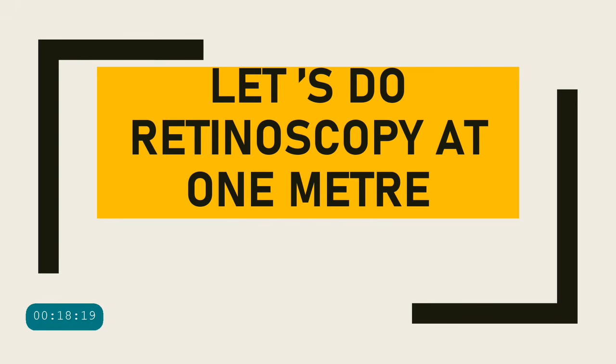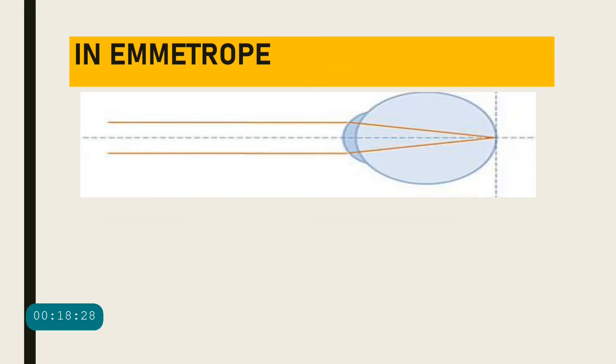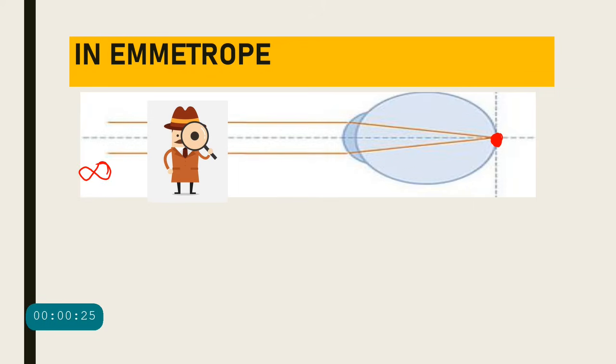Now let us try to do retinoscopy at 1 meter. I have taken 1 meter because this is already given in most of your textbooks, and it is very difficult for most students to understand. So let us first do it in an emmetrope. In an emmetrope, there is no refractive error and the rays of light are focused on the fovea, and the conjugate focus for the fovea is at infinity. We cannot actually sit at infinity for all the rays to converge there. So we have a detective like this who is sitting at less than infinity.